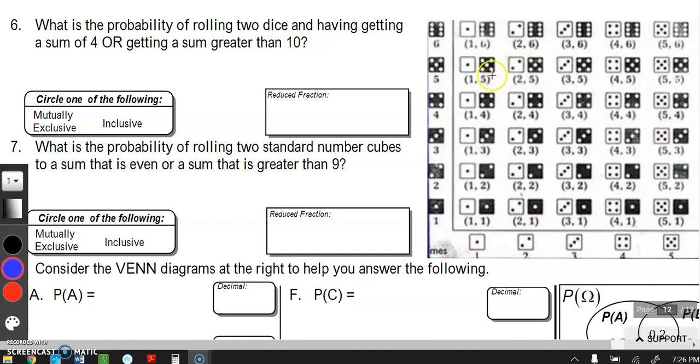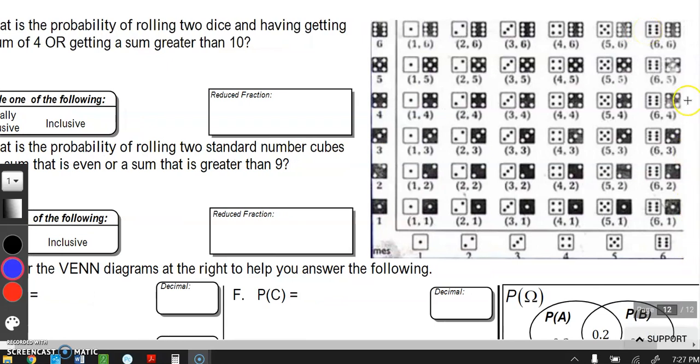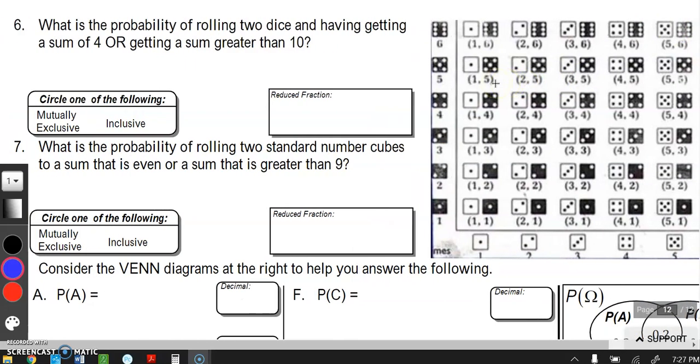Okay, this next chart shows all the possibilities of two dice rolled. So if you roll a 1, you could also roll a 1. So here's a 1 and a 1. Or you could roll a 1 and a 2, 1 and a 3, 2 and 1, 2 and 2, and so on, up to 5 and 6. Okay, and there's a column for 6. So we're going to answer some questions about dice.